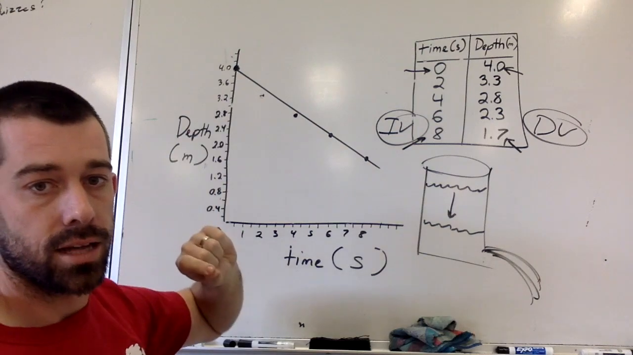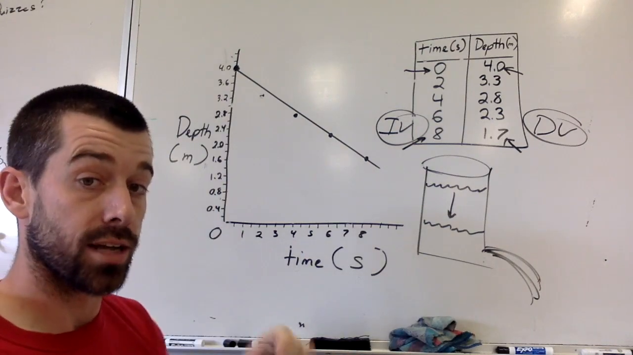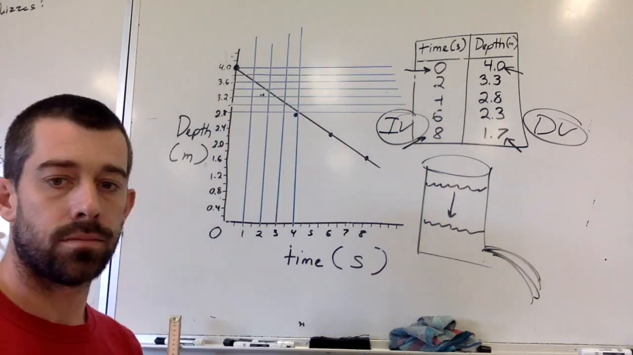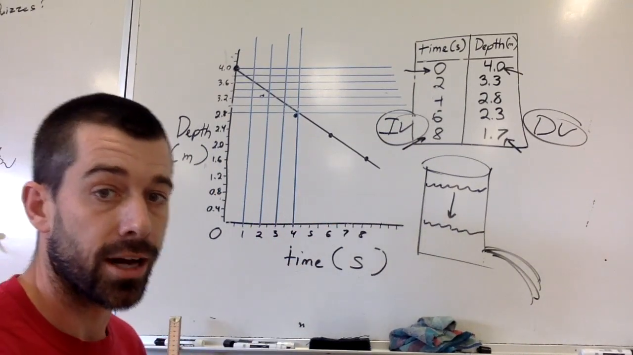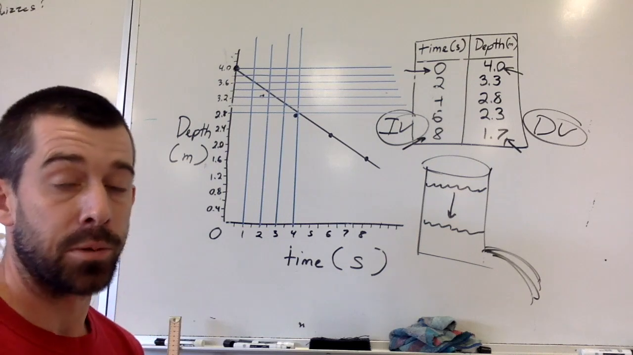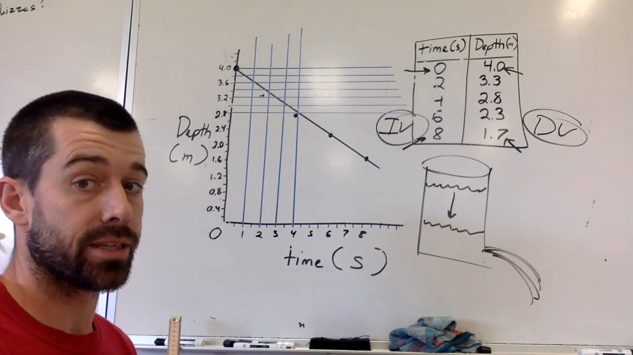with the line itself. So I'm going to go ahead and add some grid lines right now, and we'll see if we can find that. So now I have some grid lines drawn on there, and no, they're not perfect. Like I said, we would want to do this on graph paper or something like that.